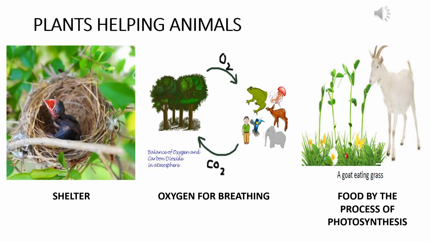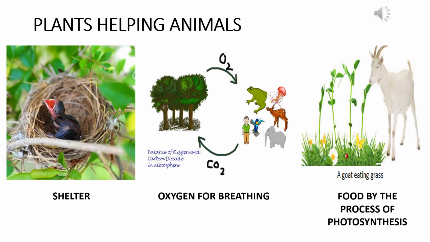The plants are helping the animals and animals are helping the plants, and by this method they are interdependent on each other. The plants are helping the animals by providing shelter. The bird is making a nest in the plant and many other insects, reptiles and other animals are also living in the plant and using the plant as their shelter.